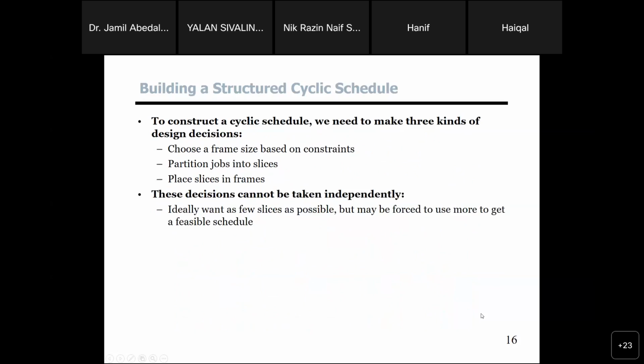Okay. Building a structured cycle schedule. To construct a cycle schedule, we need to make 3 kinds of design decisions: choose a frame size based on the constraints, partition jobs into slices, and place slices in frames. These decisions cannot be taken independently. Ideally, we want as few slices as possible, but may be forced to use more to get a feasible schedule.